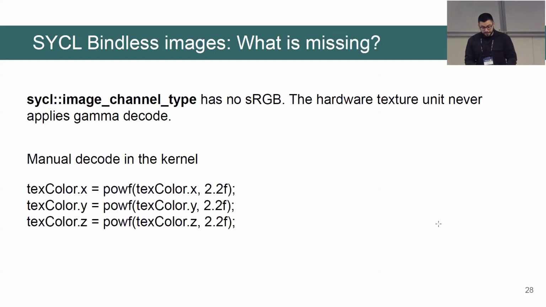What else? What is missing? What I noticed in the SYCL bindless images is that it has no sRGB. So the hardware texture support you need for that never applies the gamma decode, so you need to do it manually. Well, I'm not sure if I'd say it's an issue, but that's the only thing in SYCL bindless images.